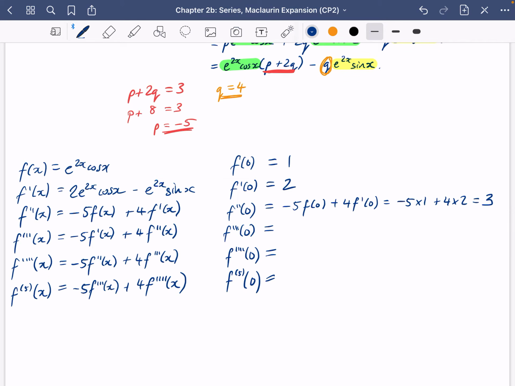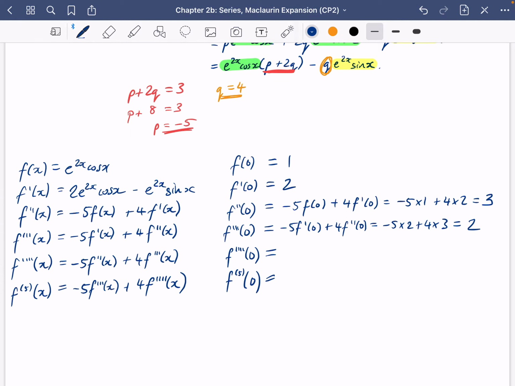Now the next one is going to be minus 5 f dash of 0 plus 4 f double dash of 0. Well, that's minus 5 times the 2 above it that we have here, plus 4 times this one. That's minus 5 times 2, plus 4 times 3, which is 2.